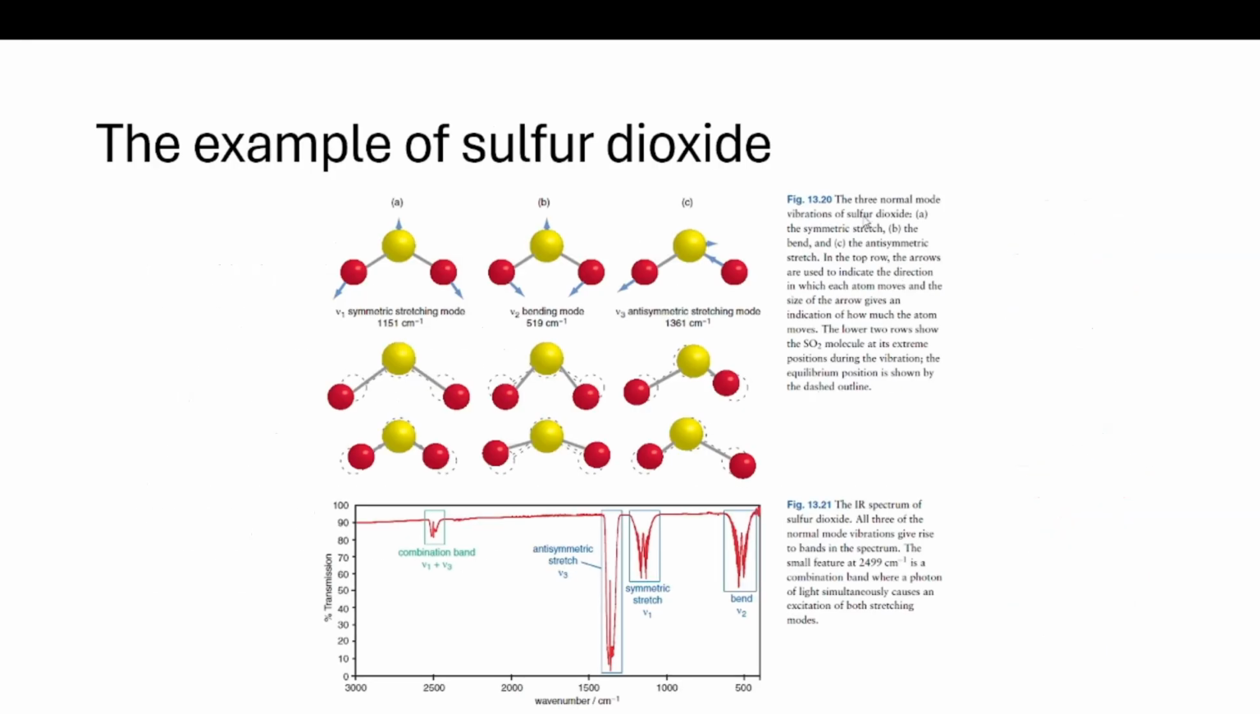And if we have an antisymmetric stretching mode for sulfur dioxide, of course we're going to have a greater change in the dipole moment. And so this will create a greater absorption peak, if we pull up the absorption graph, than the symmetric stretching mode.